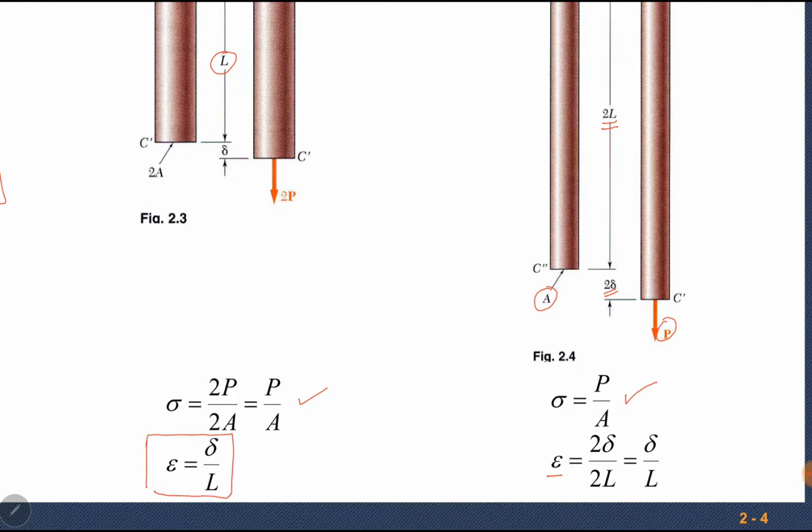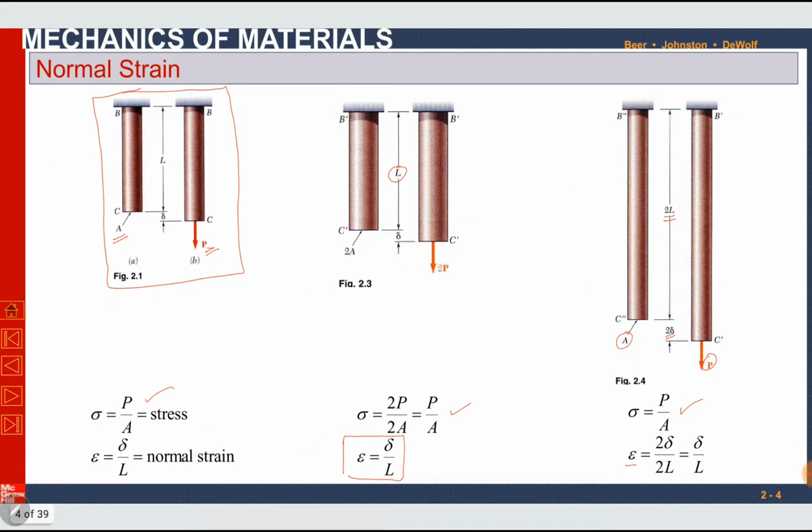So it is established that if the stress level is kept constant, the strain in a material will remain the same despite the increase or decrease in length. So strain does not depend upon the length of the bar. It depends upon stress and material properties.